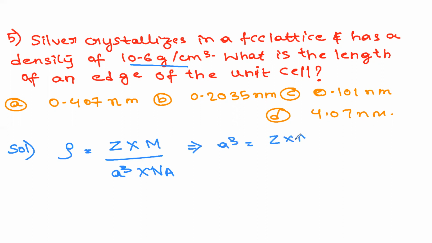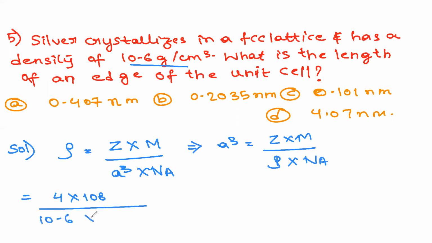Z into M by rho into N of A. By substituting these values, 4 into 108 by 10.6 into Avogadro number, that is 6.023 into 10 to the power of 23. So here 4 comes because of FCC, the number of atoms per unit cell, Z is equal to 4. M is the molar mass of silver, 108, and the density rho is given, that is 10.6. N of A we already know is the Avogadro number, 6.023 into 10 to the power of 23.